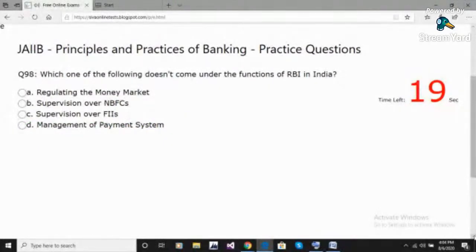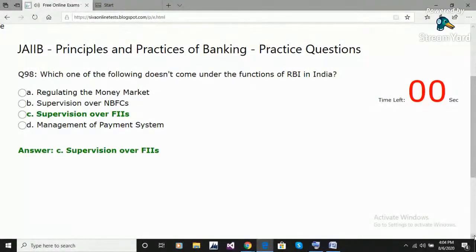Question 98. Which one of the following doesn't come under the functions of RBI in India? Option A. Regulating the money market. Option B. Supervision over NBFCs. Option C. Supervision over FIIs. Option D. Management of payment system. Answer C. Supervision over FIIs.